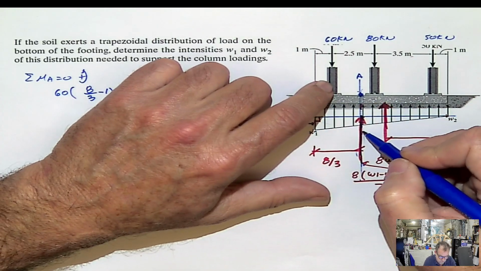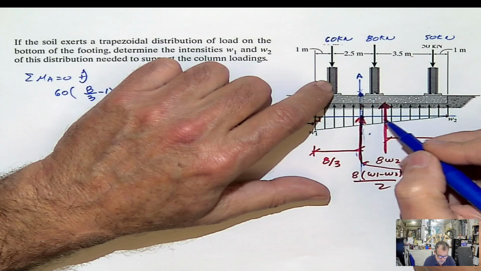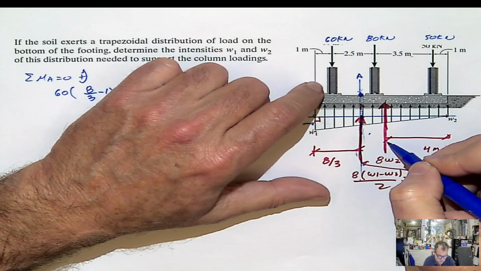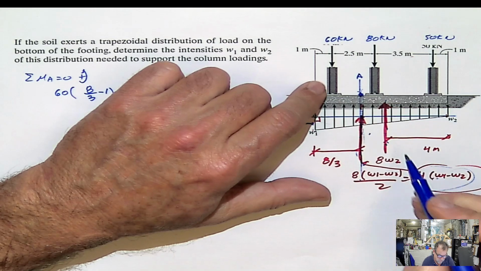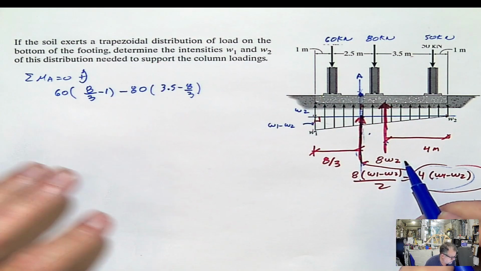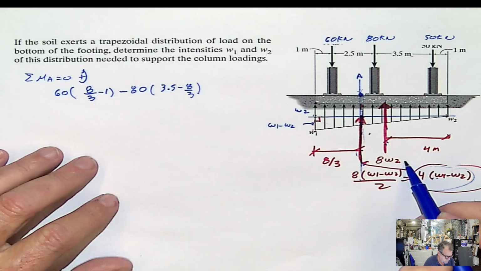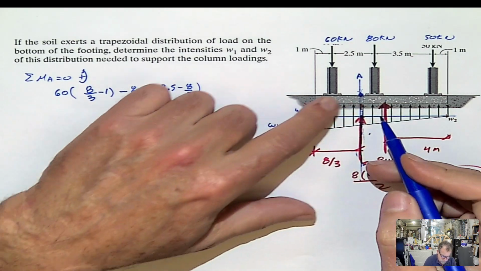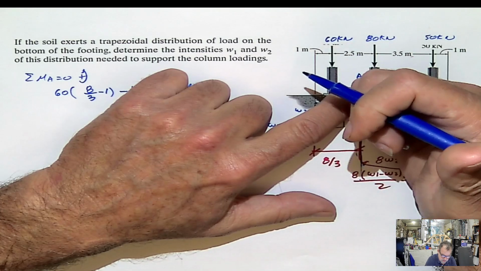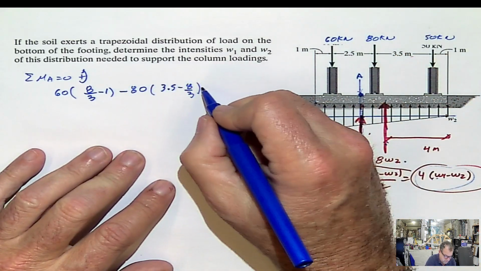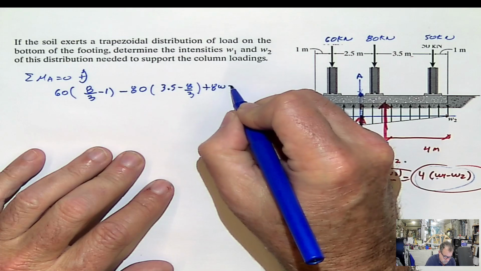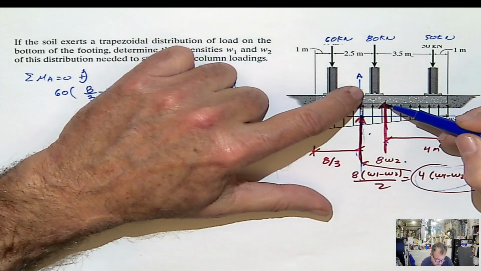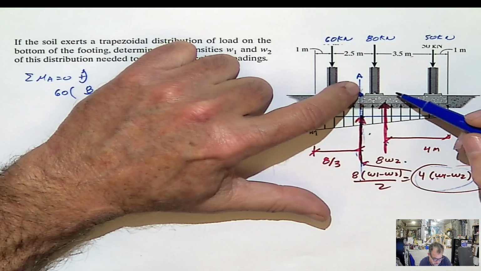And here, this force, as I said, it doesn't produce anything. Let's work with this force now. The value for this force is 8W2. And if it's located in this side, it's going to be positive moment, 8W2, multiplied by the distance from here to here. How much is that distance?